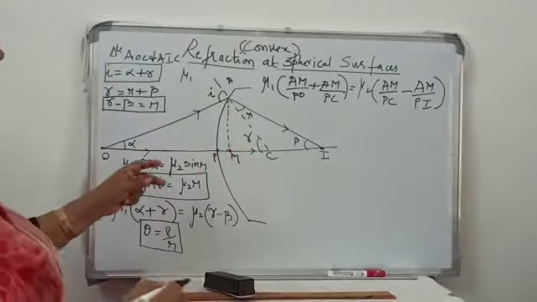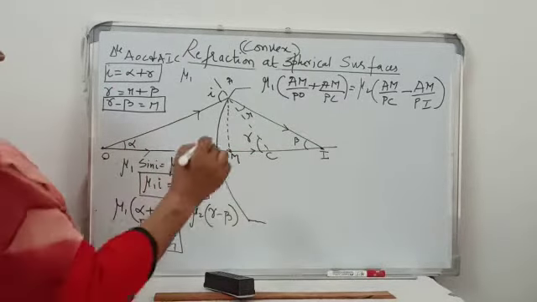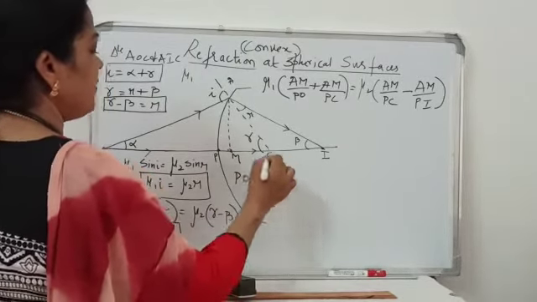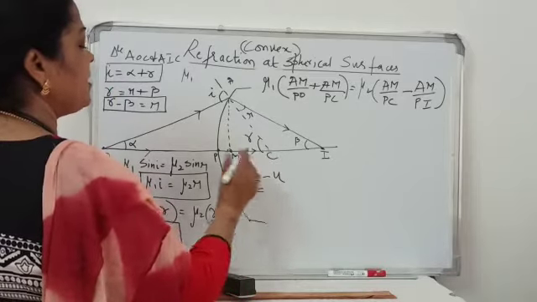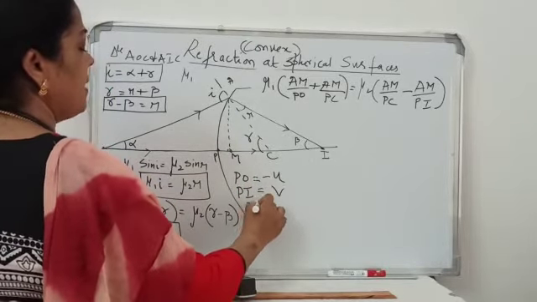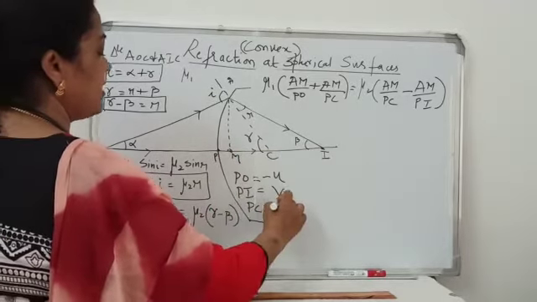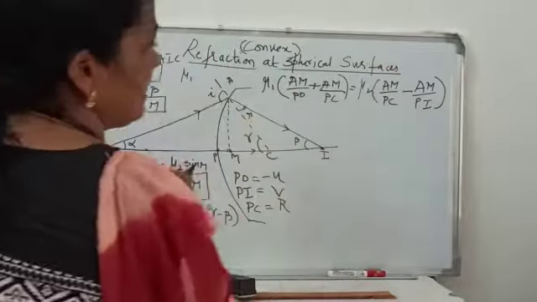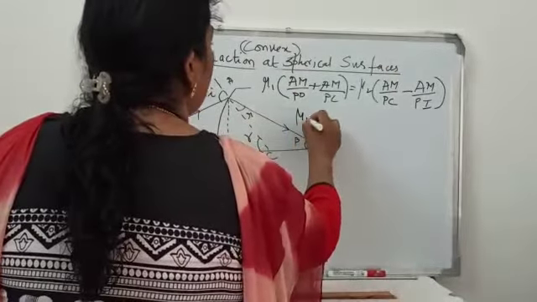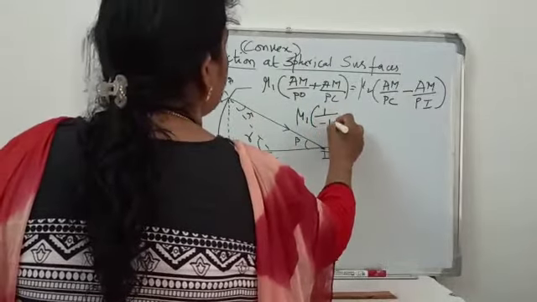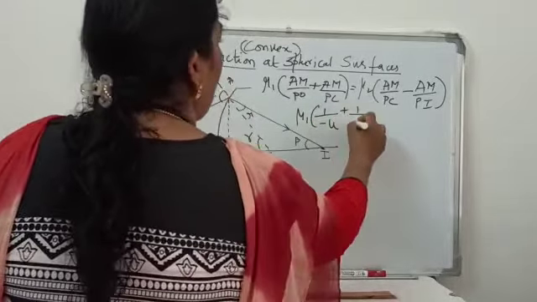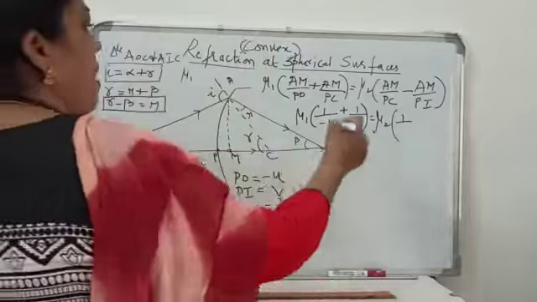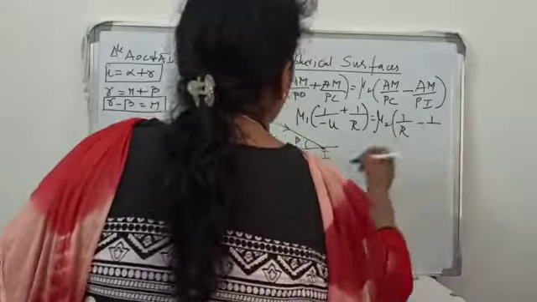Now let us apply sign conventions for PO, PC and PI. PO is the object distance, and since it is to the left, it is negative u. PI is the image distance, it is to the right, so it is v. PC is the radius of curvature and it is to the right, so it is R. Now this AM can be taken outside and it will get cancelled. So the remaining is mu1 into 1 by minus u plus 1 by R equal to mu2 into 1 by R minus 1 by v.